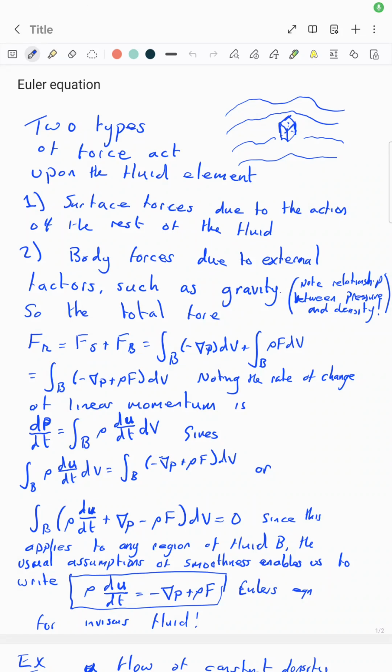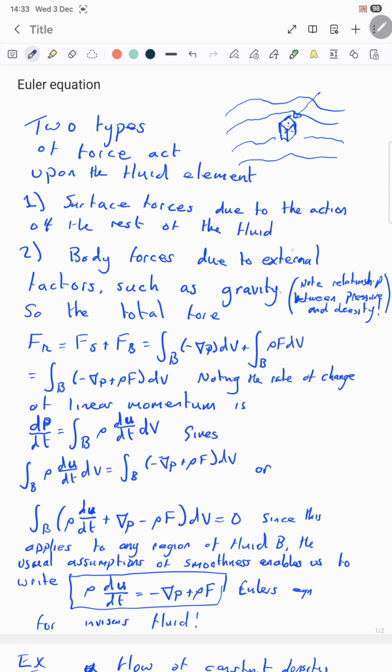Now this is Euler's equation. We have our imaginary fluid particle, element, whatever you want to call it here, which obviously doesn't exist in real life because fluid is a continuum. But on this fictitious particle, this cube, there are two types of force acting upon this.